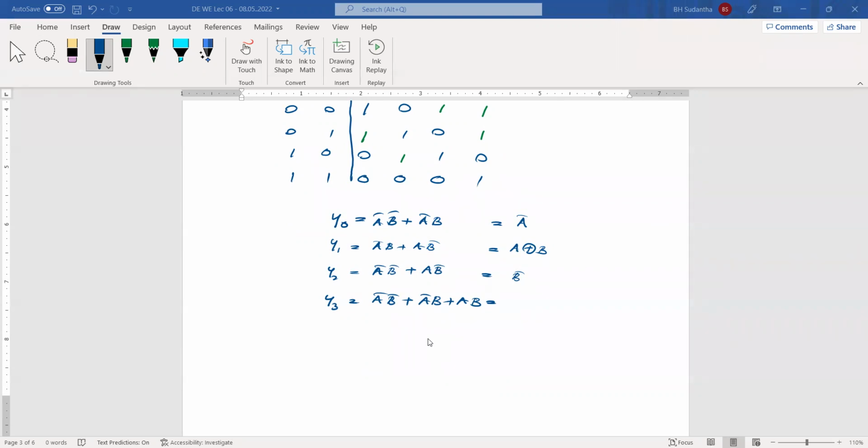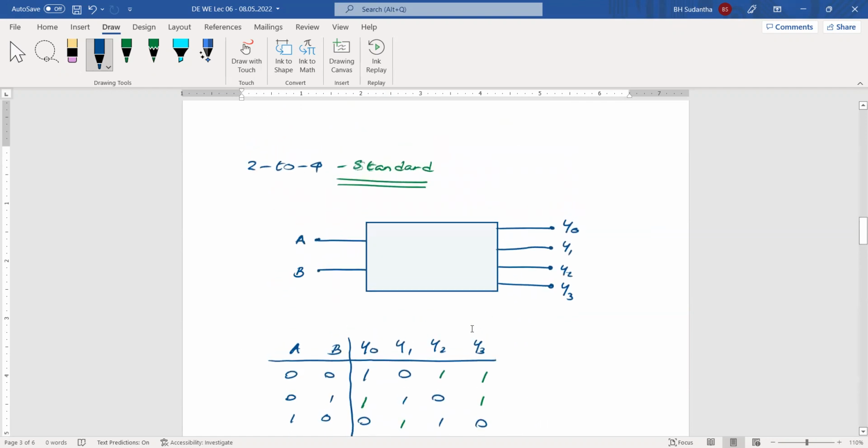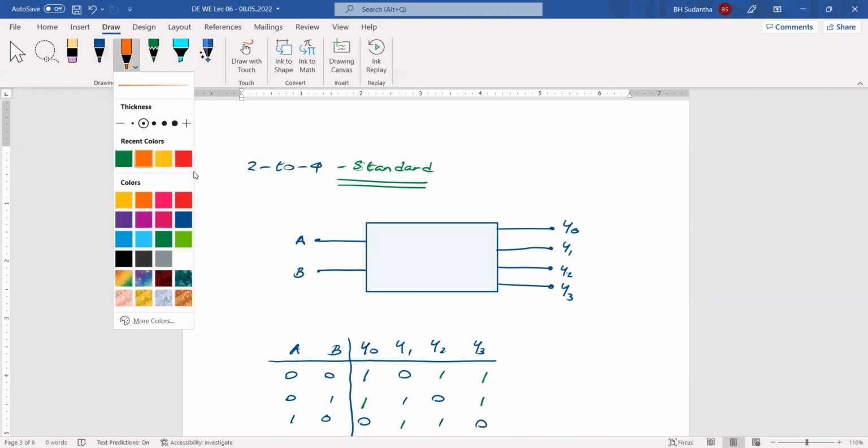Then here this is A bar plus B. Likewise, we can minimize this one. After minimizing, we can draw the circuit. Whatever the way, we started this from the standard decoder, but this is a kind of non-standard decoder.